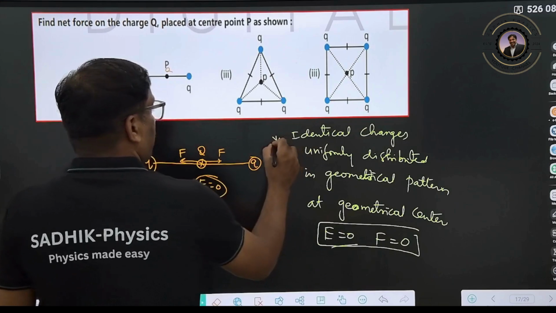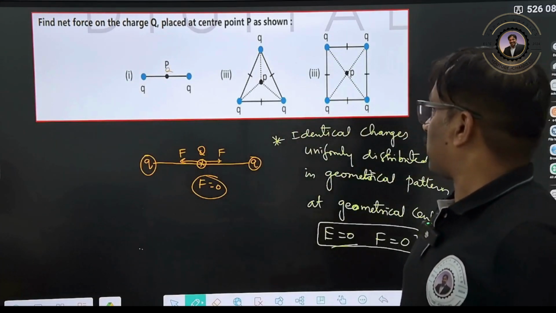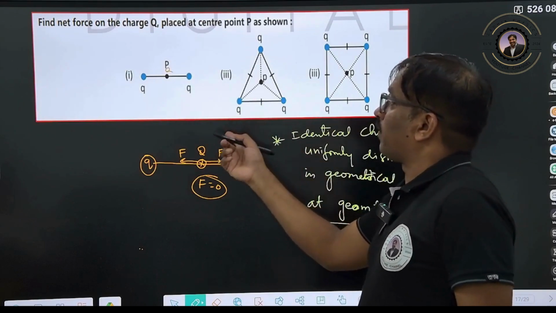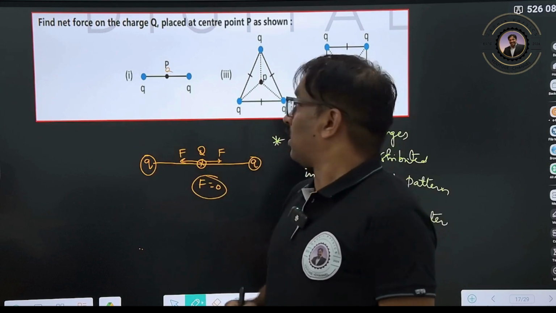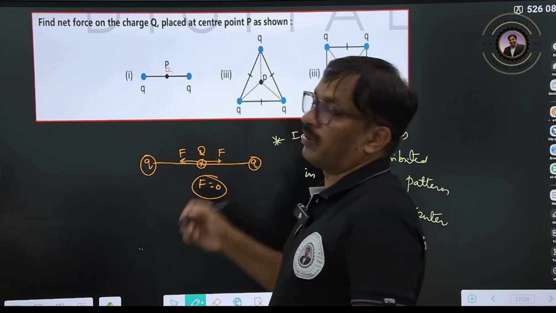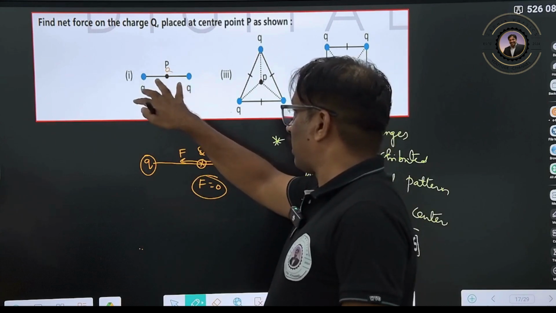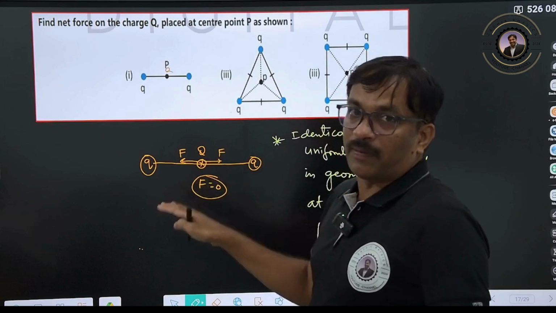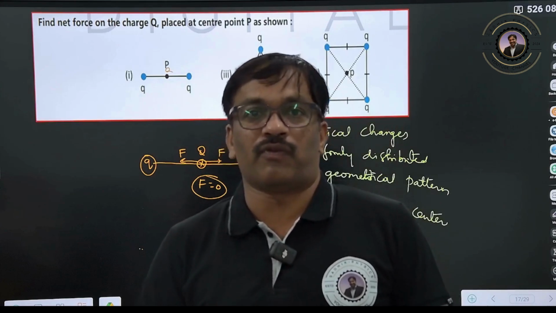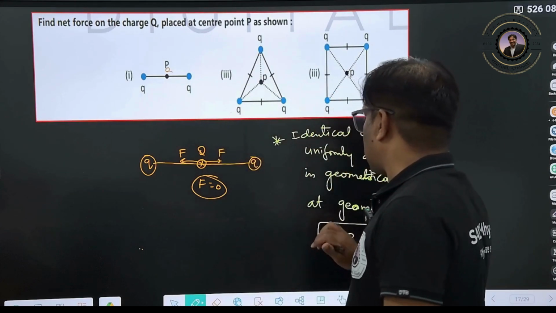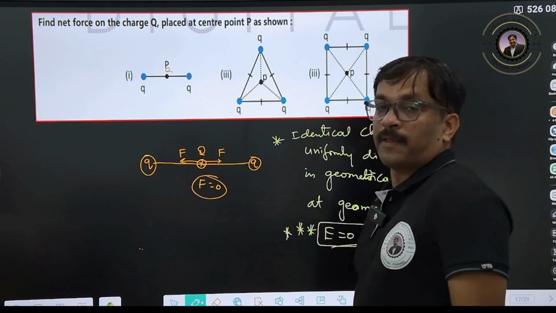So this is the important learning, the most important concept. Try to remember that all these are uniformly distributed. Suppose positive and negative charges are given, then the force will not be 0. Somewhere here it will be negative, which means the force on this one will not be 0. So be careful: all similar charges should be there, arranged in a geometrical pattern. Therefore at their geometrical center the force will be equal to 0. Why? Because the electric field is also equal to 0. This point is very important. Clear?